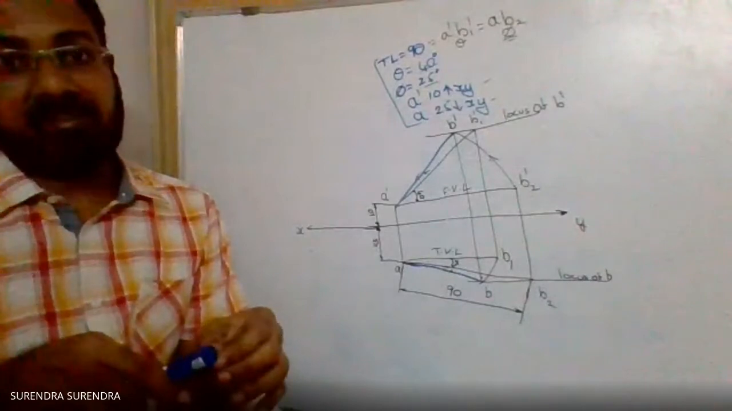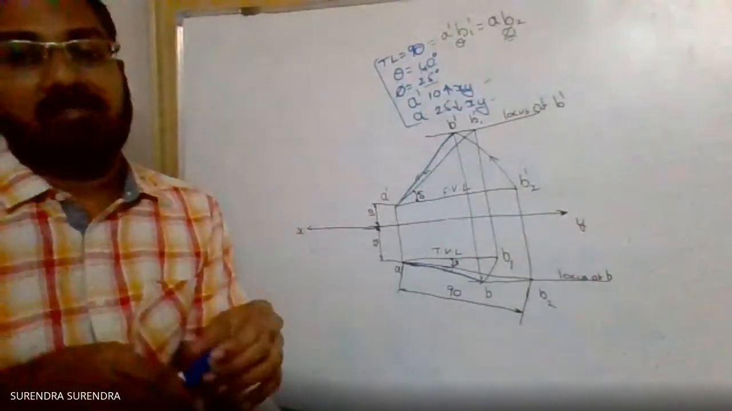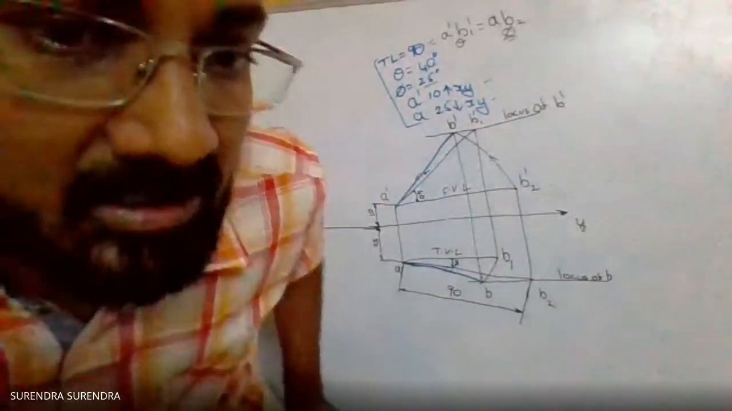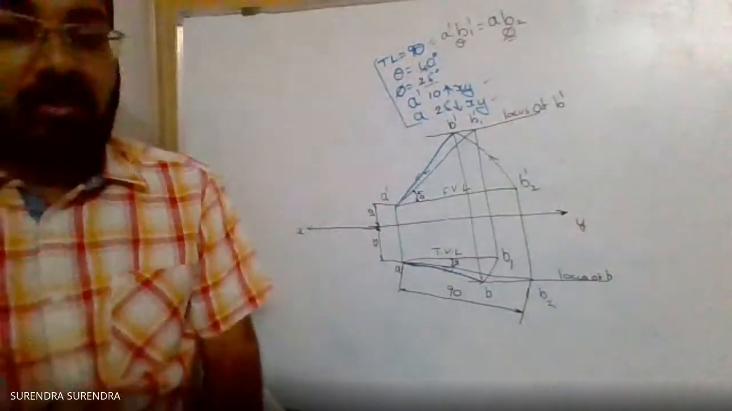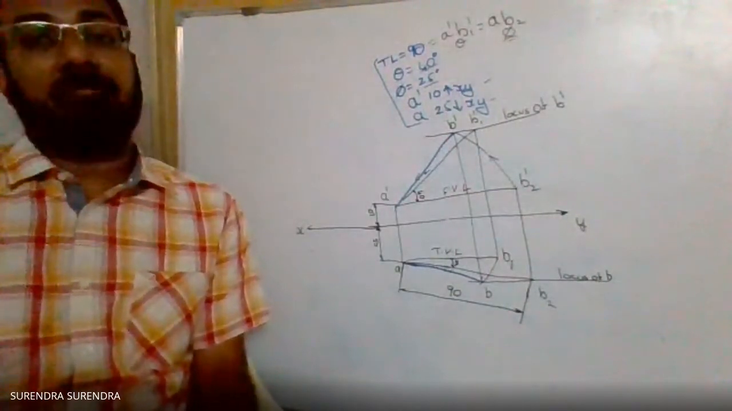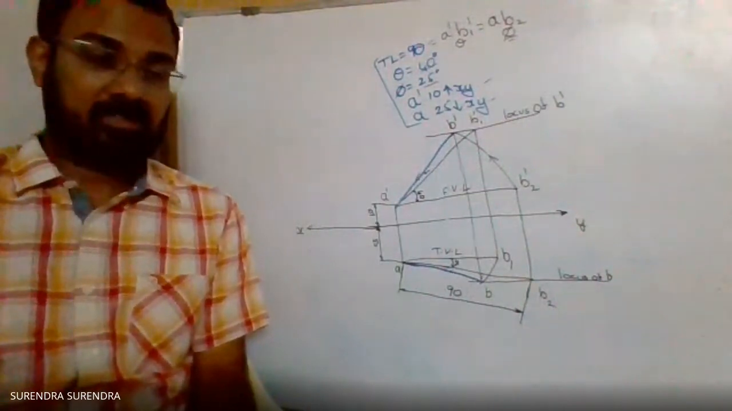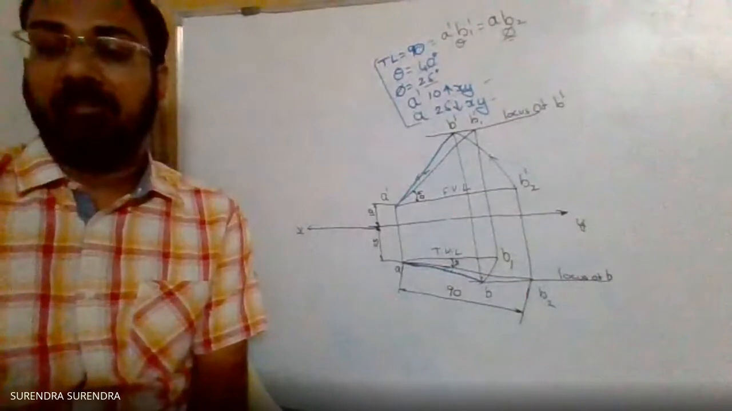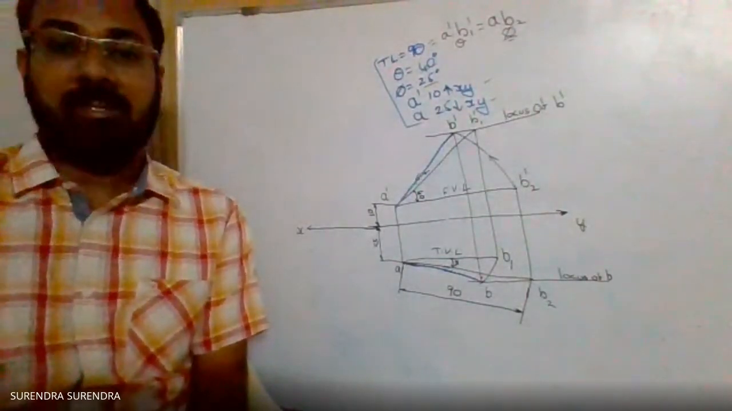So what is a trace? Trace means if you extend a line. The line is given as inclined to both the reference planes, that is, both the horizontal plane and the vertical plane. When you extend this line, it will intersect the horizontal plane and the vertical plane somewhere. Is it or not? Definitely it will intersect the horizontal plane and the vertical plane. The front view and top view of these points are called traces.